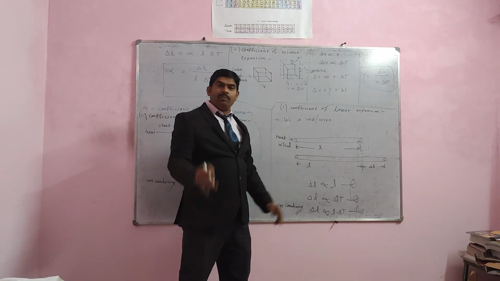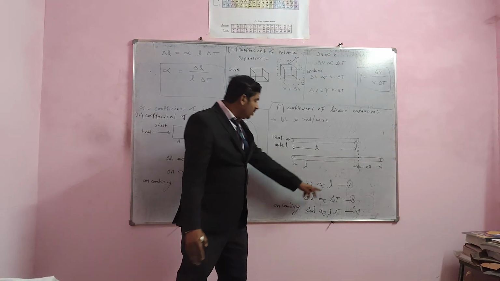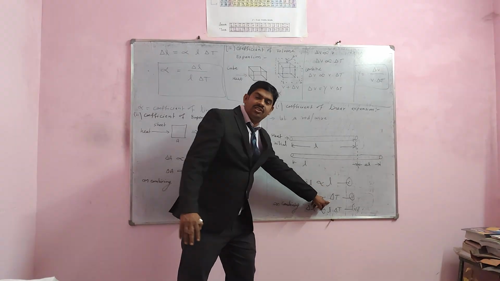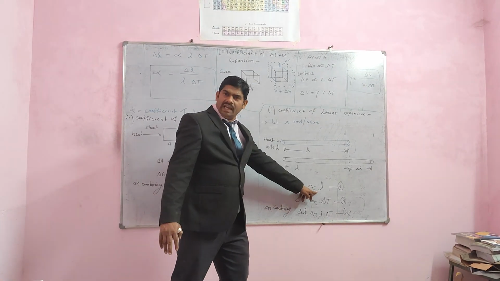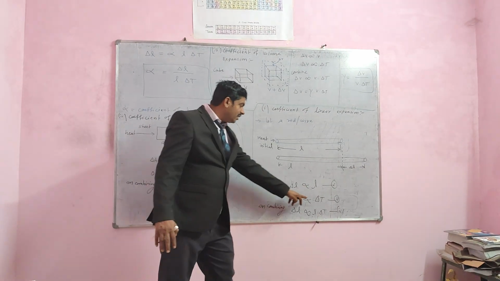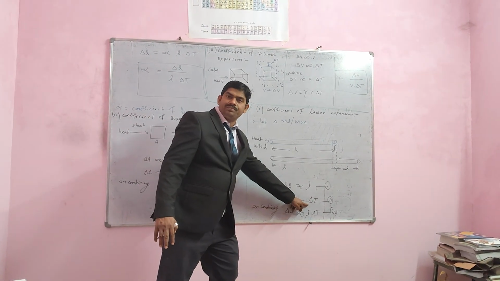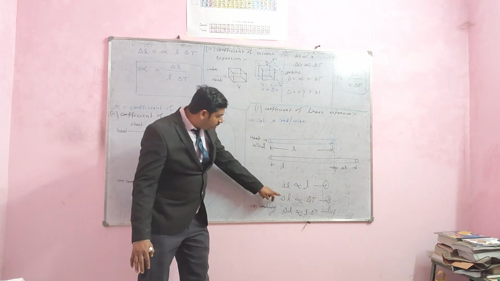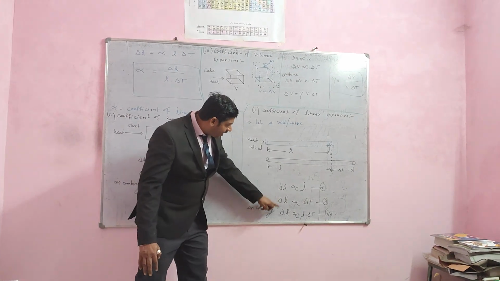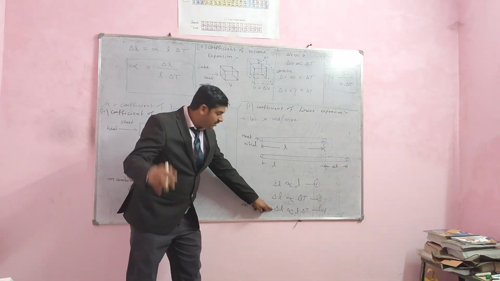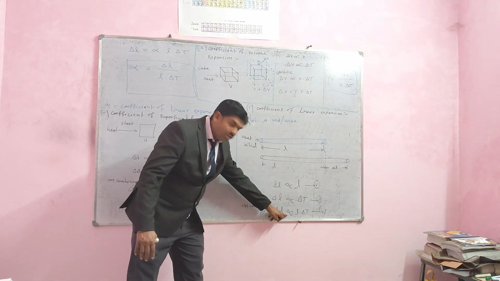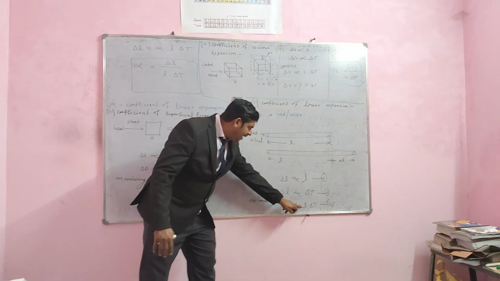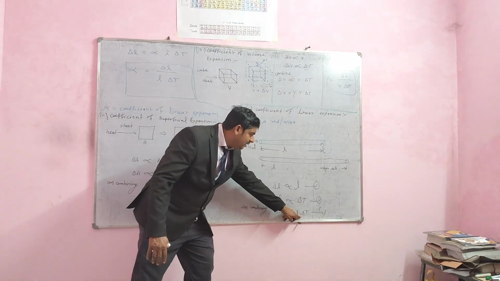It means changing length depends upon two factors: its original length and changing temperature. That is, del L is directly proportional to L and del L is directly proportional to del T. We remember, if we combine both equations, del L common, see here, del L is proportional to L and del T.